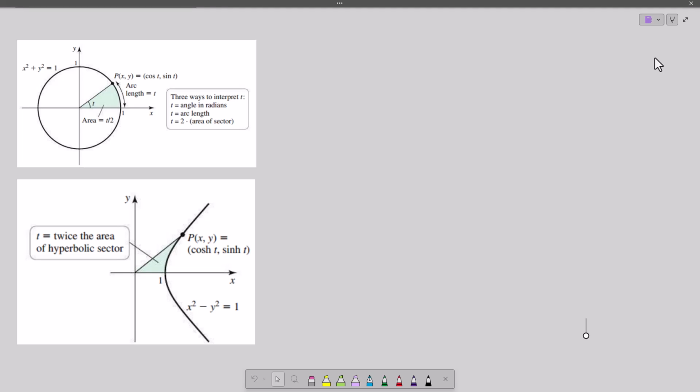Now, if you're on a unit circle, we have a formula that relates the radian measure of the angle with the radius and the arc length.